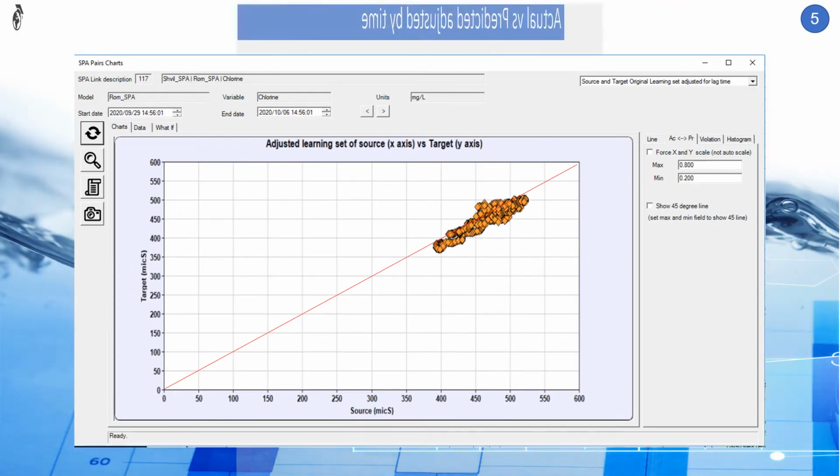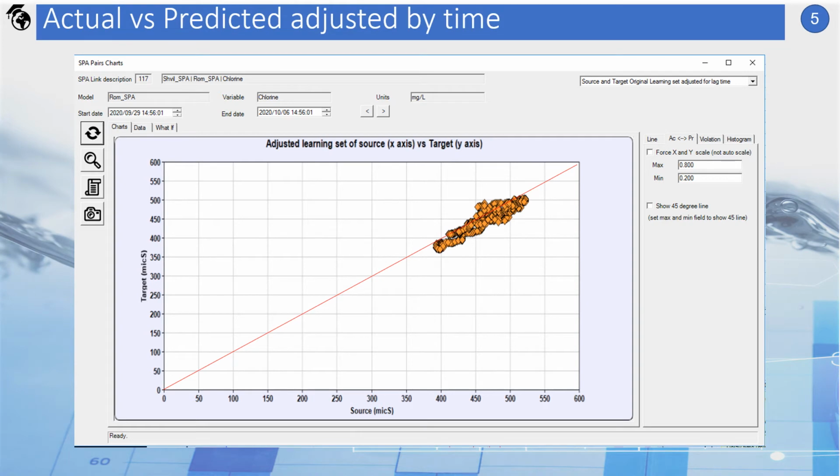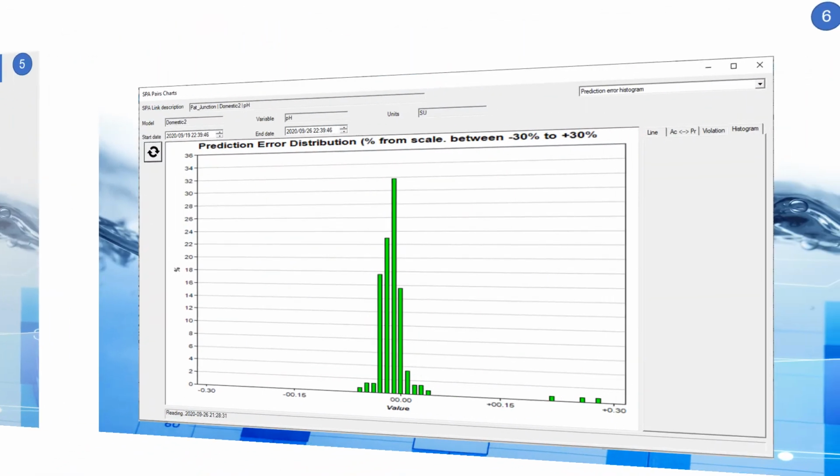The next chart shows the time-adjusted actual value in the source station versus the real value in the destination. Once again, the perfect prediction is on the red line. However, the meaning of deviation from the red line here means something else. A systematic deviation from the line shows that something happens to the water between the two stations. For example, in the case of chlorine, the chlorine evaporates. Hence, the value at the source will always be higher than the value at the destination.